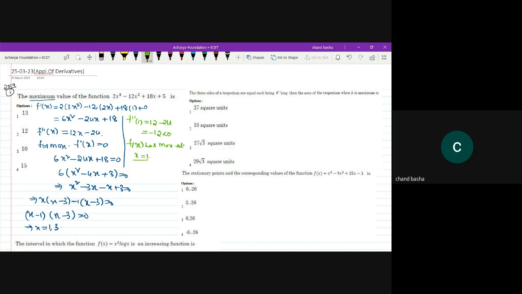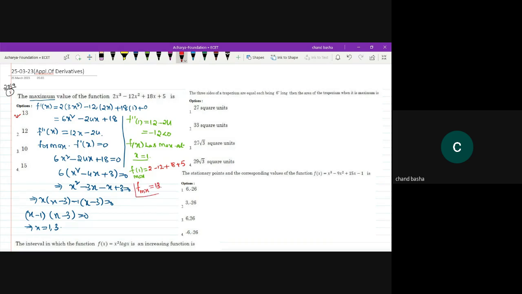Sir, what about x is equal to 3? It is not necessary; you will get the minimum value. If you want, we can check it. Now, f is maximum at x is equal to 1, so put x is equal to 1: 1 minus 6 plus 18 plus 5... 2 minus 12 plus 18 plus 5. So it is 20, 20 minus 12 is 8, 8 plus 5 is 13. The first option is the correct answer. That means the maximum value of f is 13.